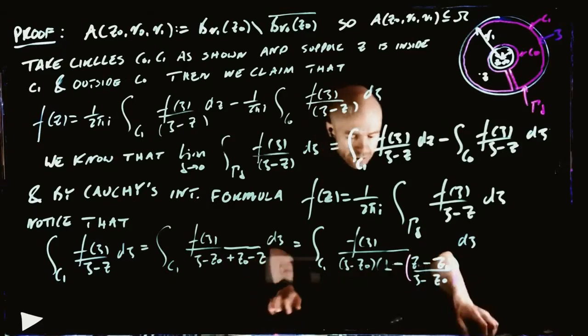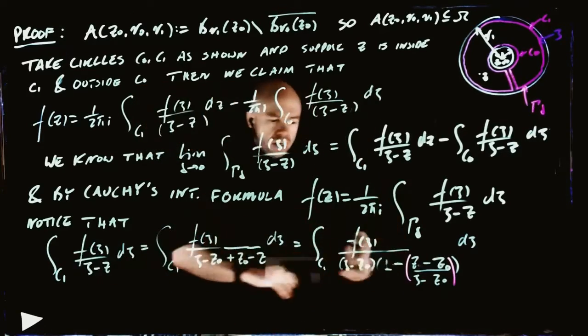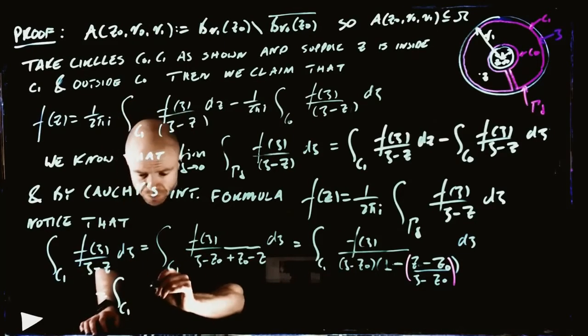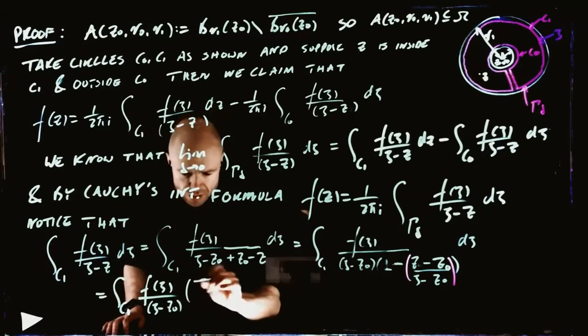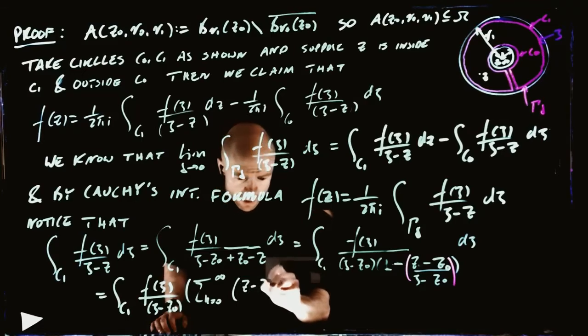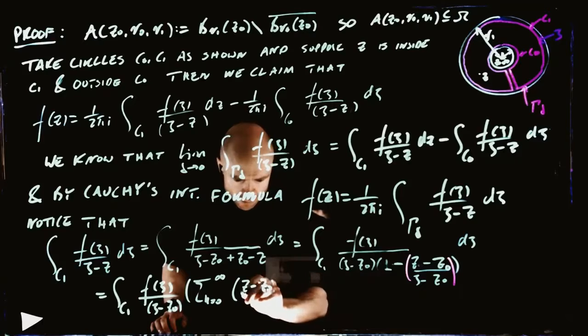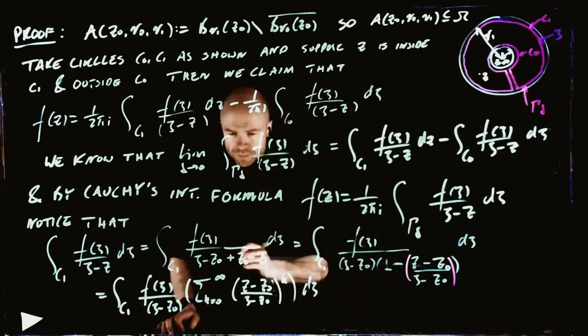All right, and then we do this Taylor expansion. This is exactly how we proved the Taylor series before, with the geometric series expansion. So this is equal to the integral around C1 of f of zeta over zeta minus z0, and then we have the sum from k equals 0 to infinity of z minus z0 over zeta minus z0 to the power k, d zeta.